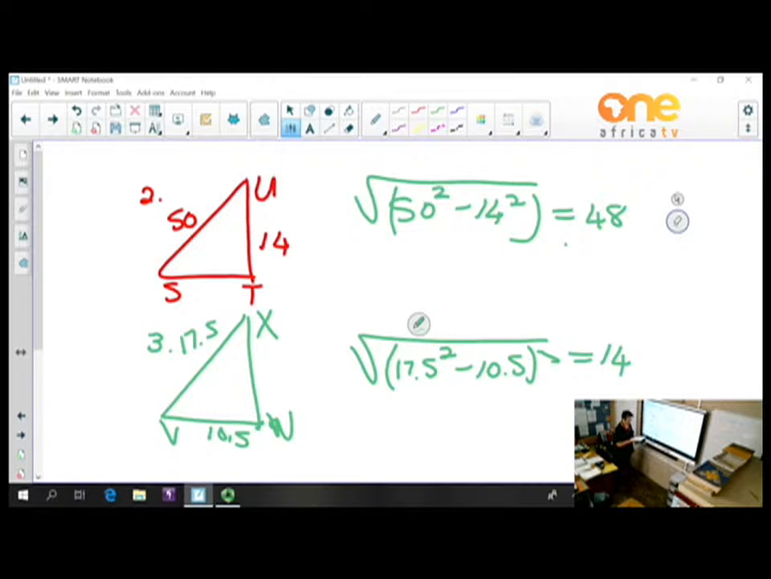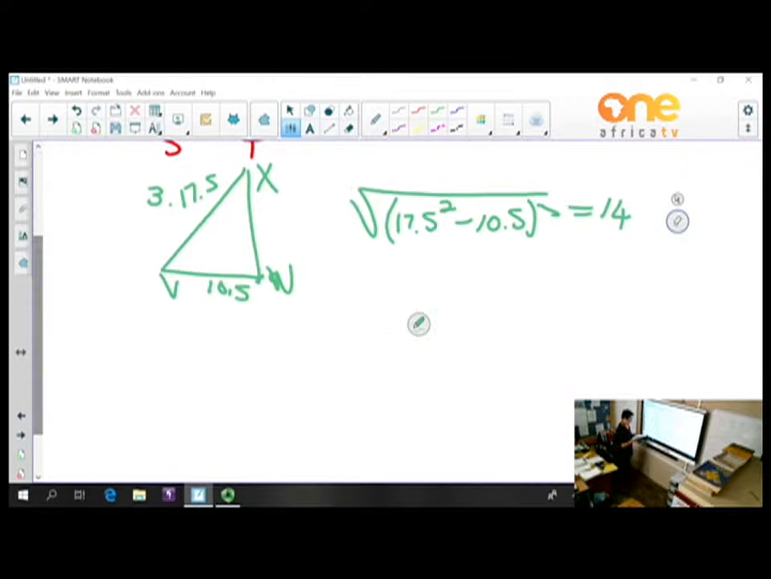Good. Now you will see number 4 is now a mixed exercise where we're going to find those. And the question is, do you add or subtract? So question 4a, what will I do? Add. So this one is then 12 squared plus 16 squared.